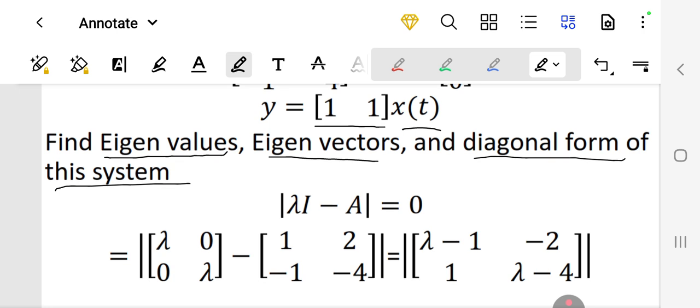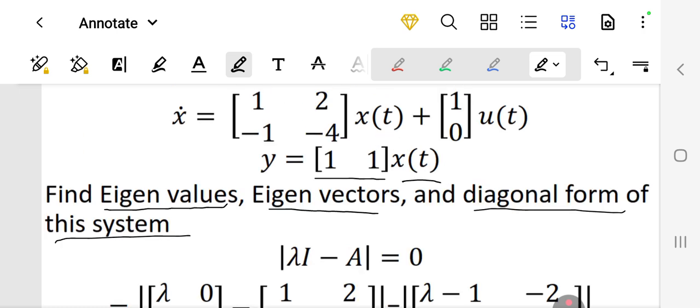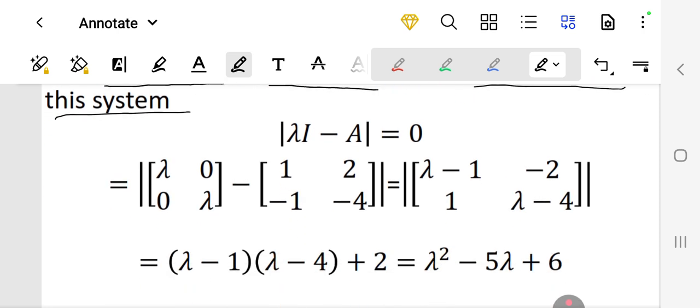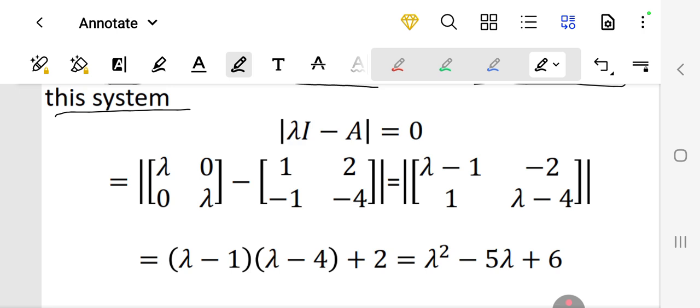First, we obtain the characteristic equation, which is determinant of lambda I minus A. The system is a second order system, so the A matrix is 2 by 2, 2 rows, 2 columns. Then lambda I will be a 2 by 2 matrix, lambda 0, 0, lambda, minus A, 1, 2, negative 1, negative 4. We subtract element by element. Lambda minus 1 equals lambda minus 1, 0 minus 2 equals negative 2, 0 minus negative 1 equals 1, lambda minus negative 4 equals lambda plus 4. Then we have lambda minus 1 times lambda plus 4.